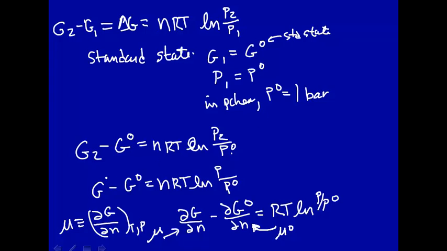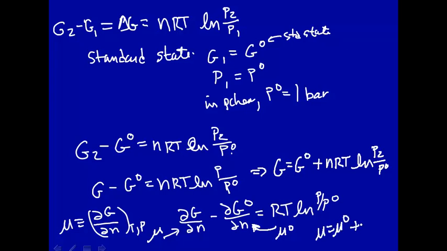So if we combine these, there we go, G minus G0, or let's rewrite this as G is equal to G0 plus nRT natural log of P over P0. And we write this as mu is equal to mu0 plus RT, the N goes away, natural log of pressure, don't need to carry the 2 around anymore, divided by P0.